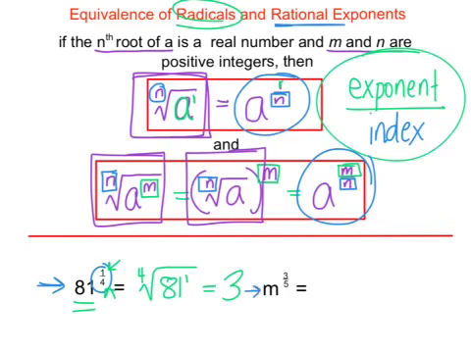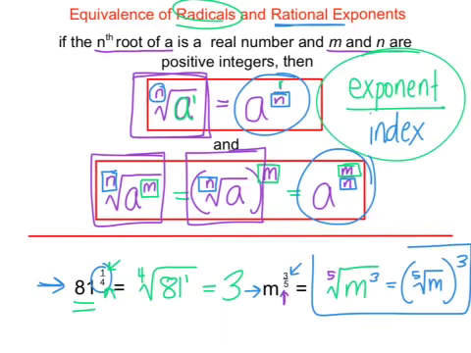Next example, m to the 3/5. We can put in the radical. In our radical, we're going to have an m. The power is cubed. The index is the 5th. We could also write this as the 5th root of m, and then have that cubed. These are equivalent expressions.